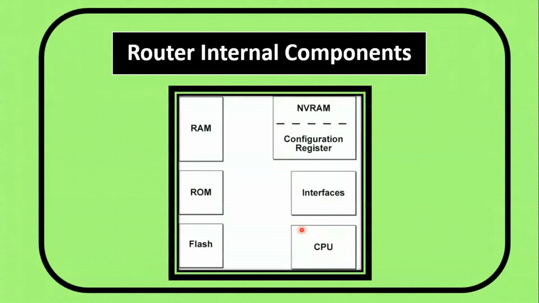Router internal components we will see: RAM, random access memory, read only memory, ROM, flash memory, NVRAM, which is non volatile RAM, interface, CPU, central processing unit, and power supply. These are the key internal components of a router.